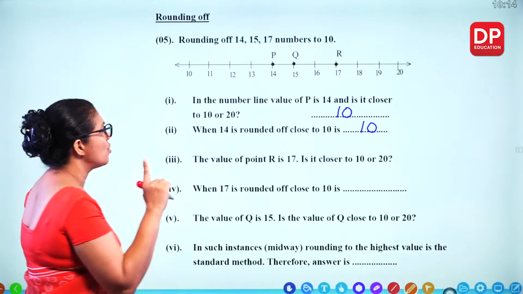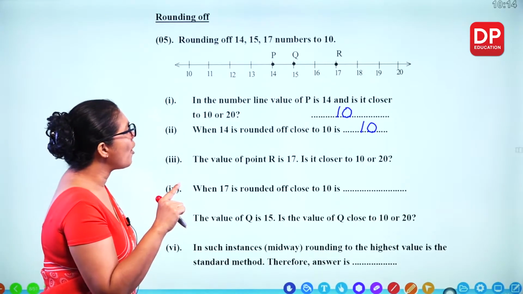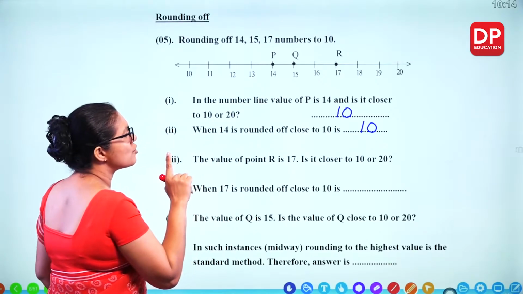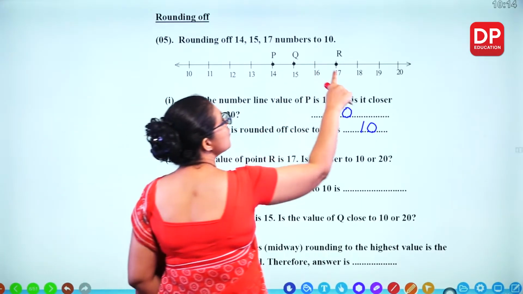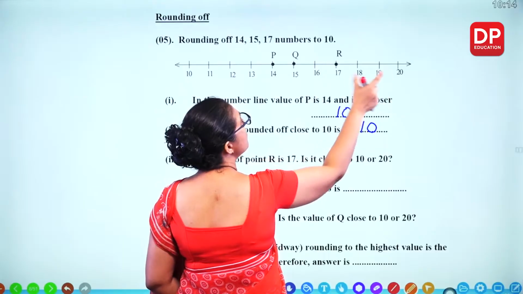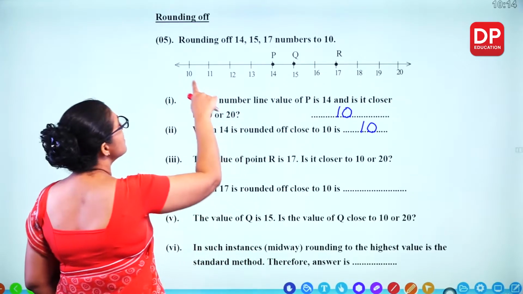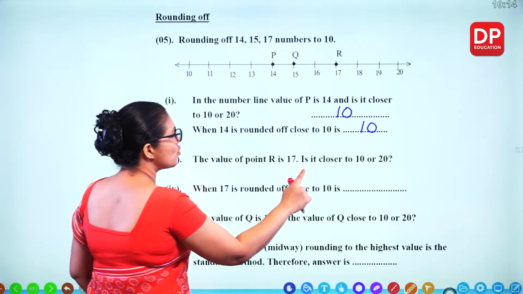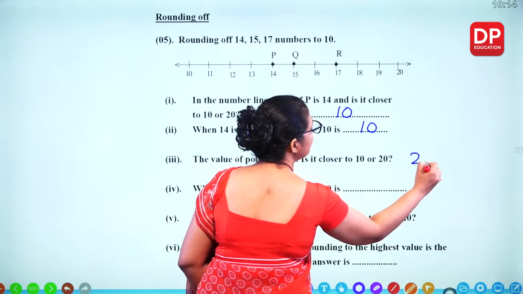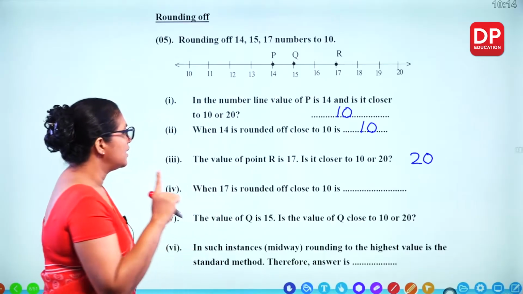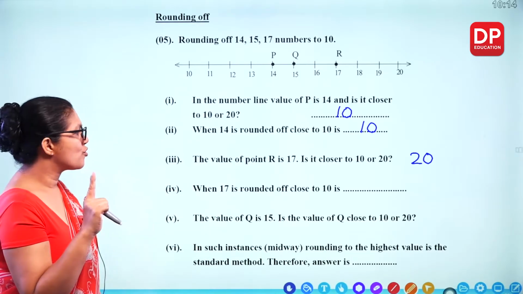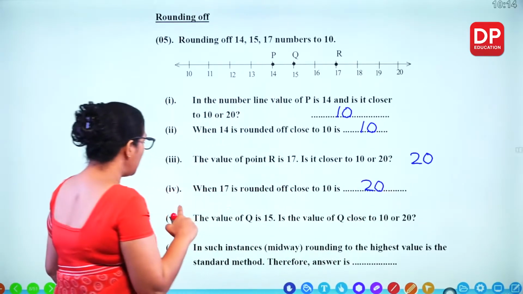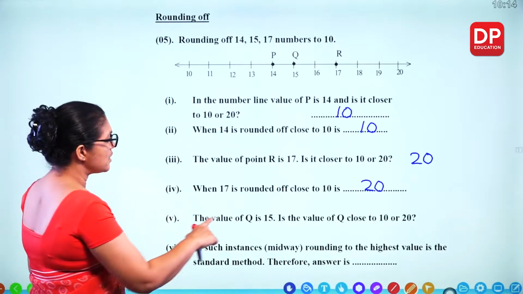The value of point R is 17. Is it closer to 10 or 20? To 20 only 3 parts, and here 7 parts. So which one is closer? It's closer to 20. So what's the rounded off value? We can say 20. If you take the value Q, that's 15.